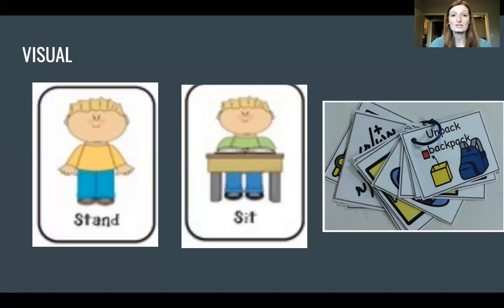Oftentimes we might see visual schedules made for a learner, right? If they need those cues of what's coming next, what have I already finished? Also, for us adults, maybe we're going to the grocery store and we have made a grocery list. I cannot go to the grocery store without a grocery list. That's a written list. That's our visual prompt, right?